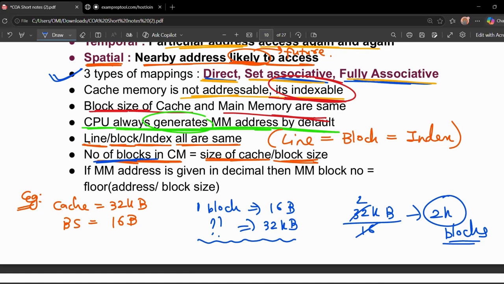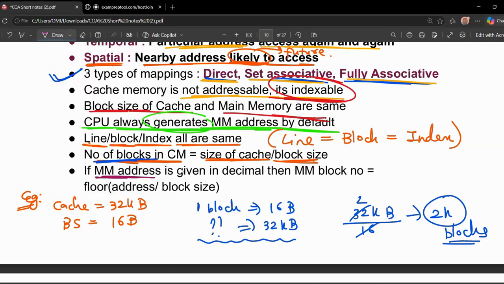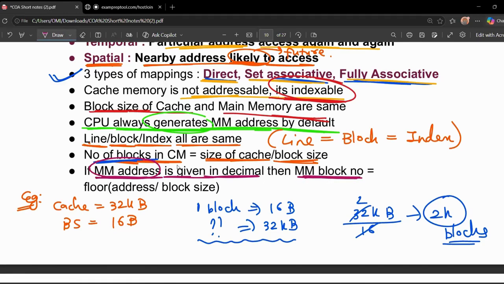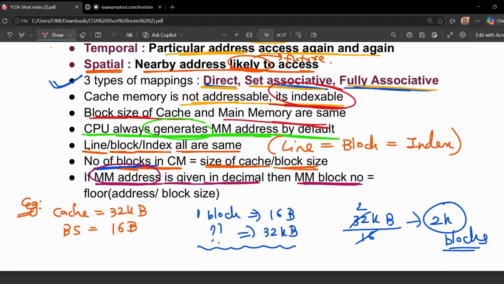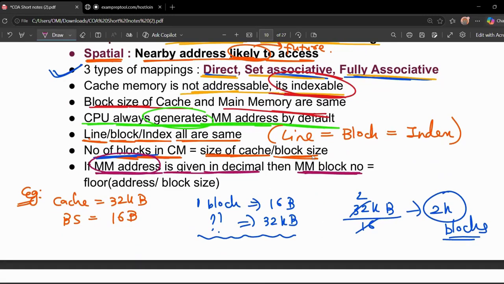Now the next point. If the main memory address is given in decimal, what is the block number? If the main memory address is given, then what is the main memory block number?